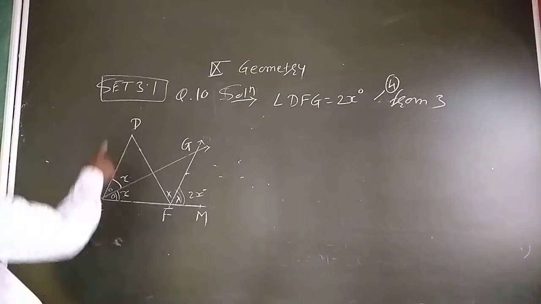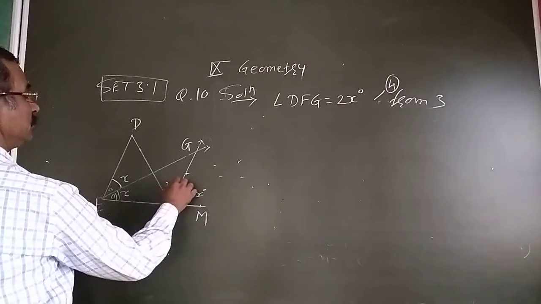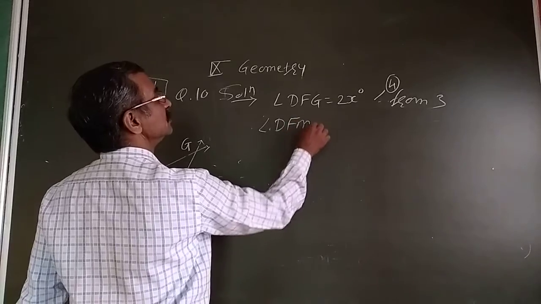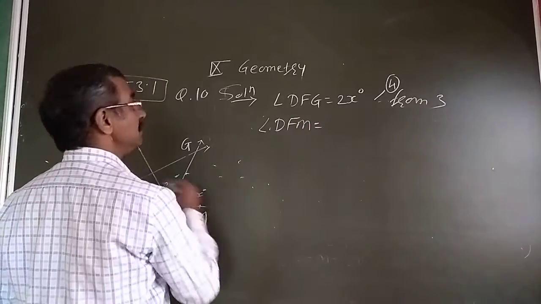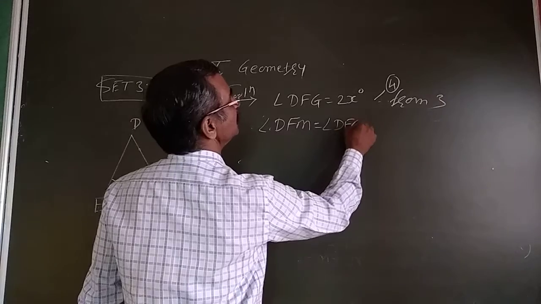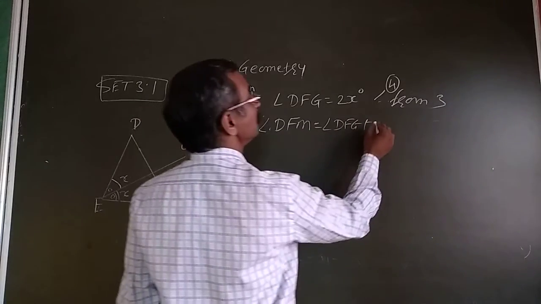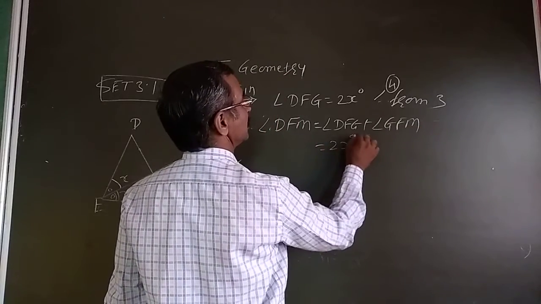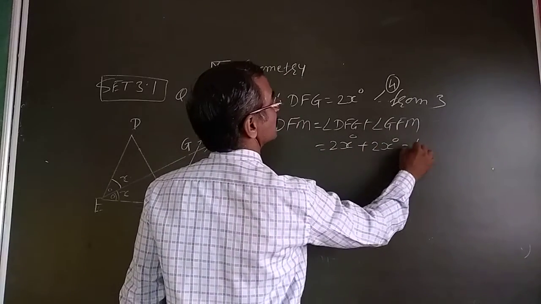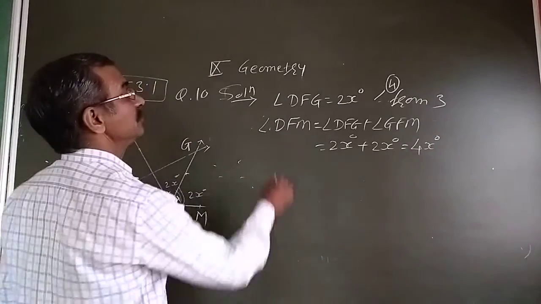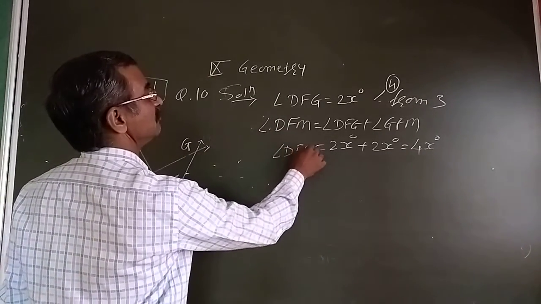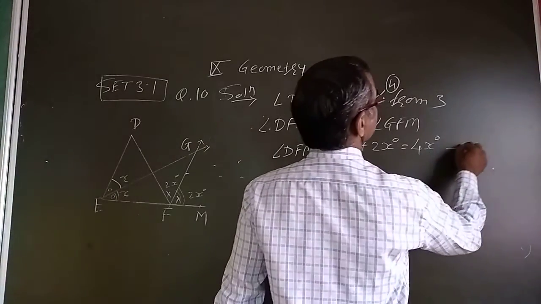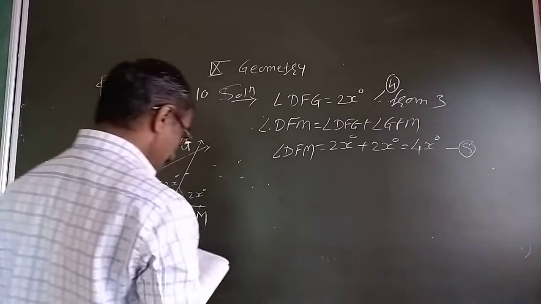Then this total angle, both are 2x degree. So the total angle DFM is equal to the sum of these two angles, angle DFG plus angle GFM. So it is 2x degree plus 2x degree. So the sum is what? 4x degree. So we get angle DFM is equal to 4x degree. We are giving this as equation number 5.